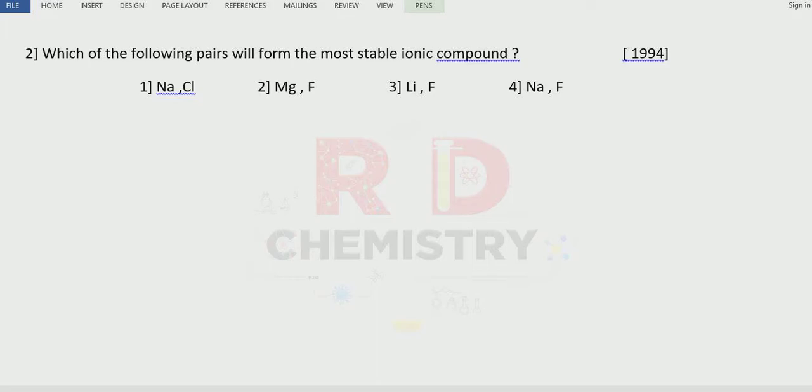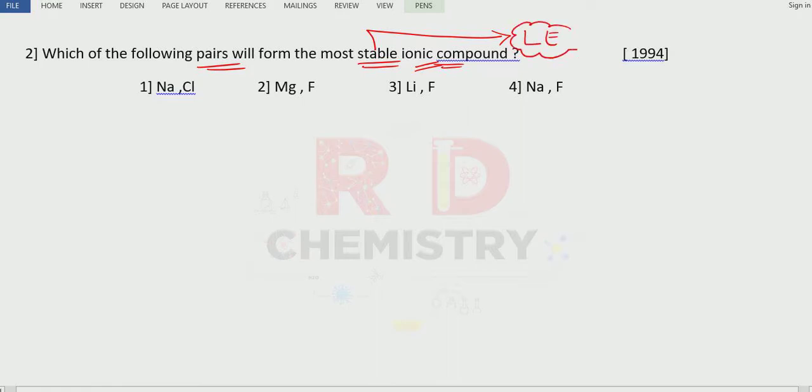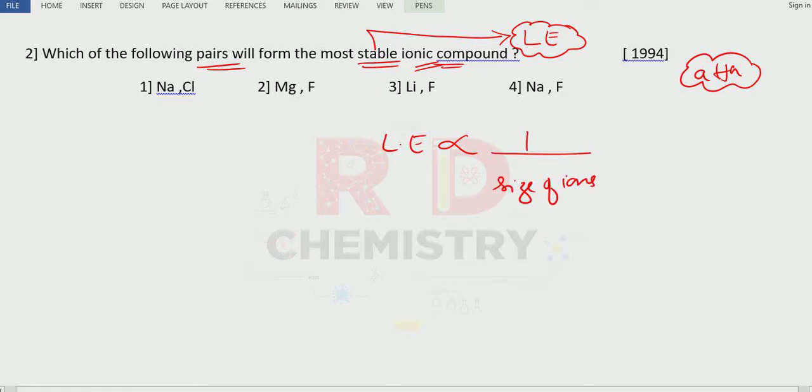Question number 2. Which of the following pairs will form the most stable ionic compound? Stability will increase when the strength of the ionic bond increases. Strength of the ionic bond is directly proportional to the lattice enthalpy, lattice energy. Lattice enthalpy is also directly proportional to the force of attraction between the cation and the anion. Correct. So lattice enthalpy is directly proportional to force of attraction or inversely proportional to the size of the ion.